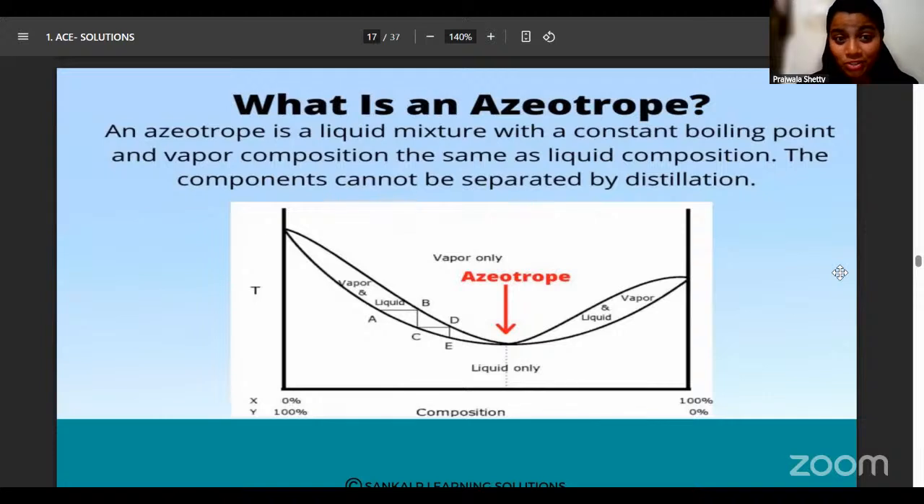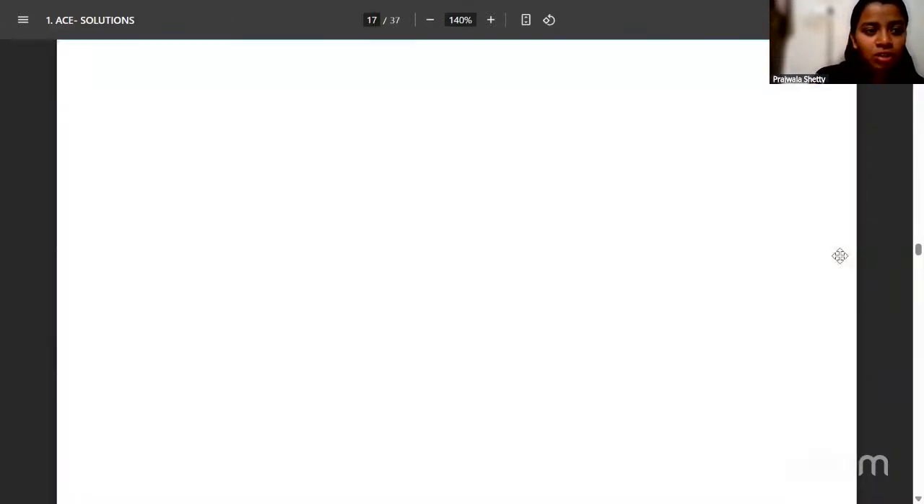Azeotropes are binary mixtures. Binary mixture, again, only two components in a solution. Azeotropes are binary mixtures having the same composition in liquid and vapor phase and boiling at constant temperature. This is an important definition for 1 mark. An azeotrope is a liquid mixture with a constant boiling point and vapor composition the same as the liquid composition. I would suggest you note this definition, which is not there in the slide and which is important.